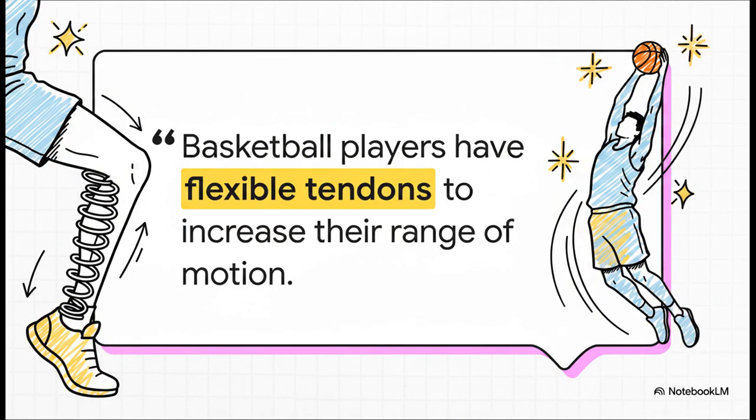But hey, it's not just the muscles doing all the heavy lifting. Tendon stiffness is a massive factor. If you have lower tendon stiffness, your tendons act a lot like springs, storing and releasing energy for explosive movements. This is exactly why you'll see basketball players developing super flexible tendons. It maximizes their range of motion and totally boosts their vertical leap on the court.